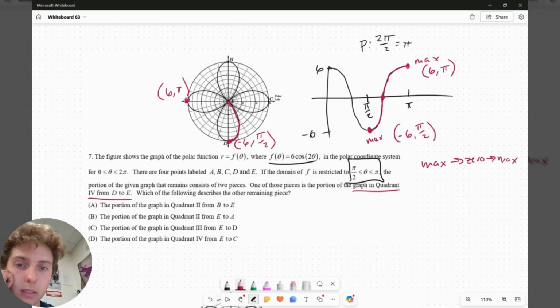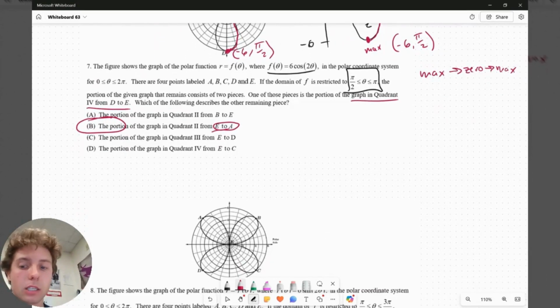Now it's been fixed. Okay, well, we already have the section that starts at negative 6 to pi halves. We need the section that goes from the middle here out to the maximum at 6 comma pi. Our graph must rotate to here. We go from E to A then. That looks like answer B. I think looking at the coordinates makes this a little bit easier.